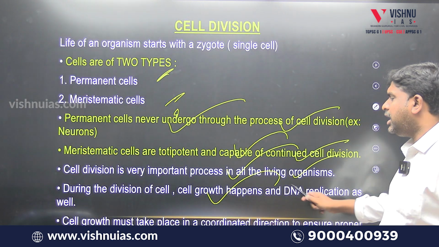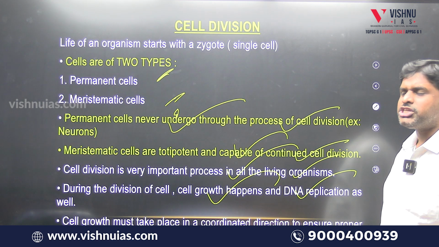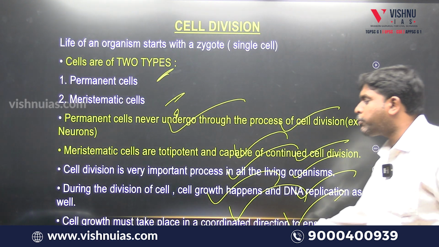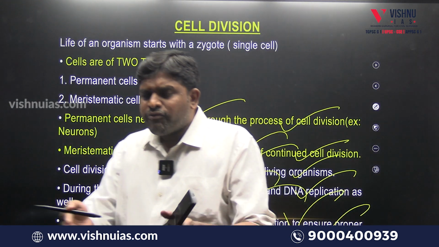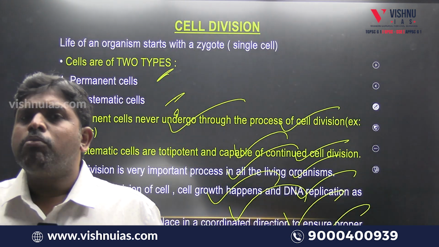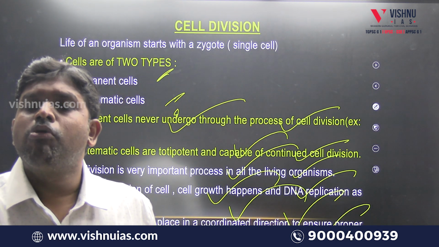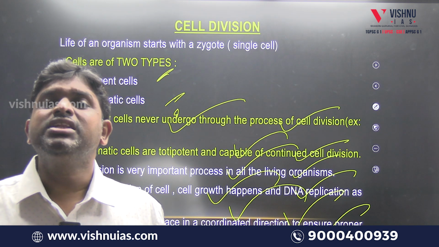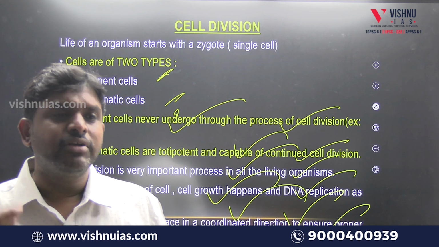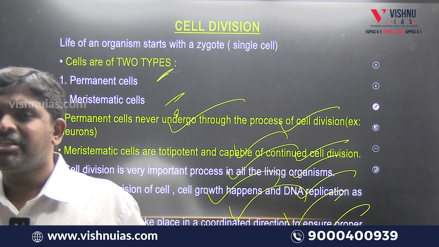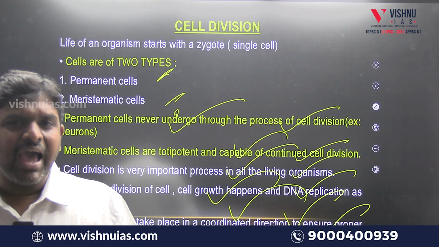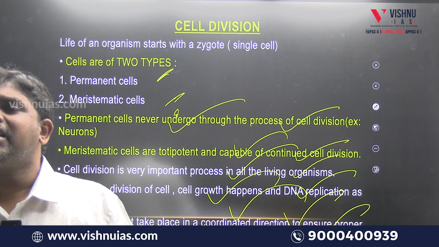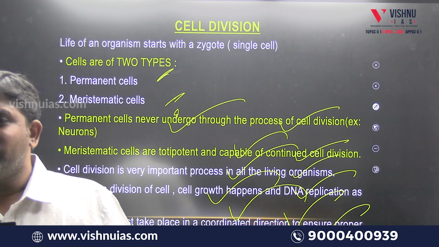During the division of a cell, cell growth happens and DNA replication as well. Cell growth must take place in a coordinated direction to ensure proper division and formation of daughter cells. Further division gives more daughter cells, more number of cells, and size is increasing. Hence growth and development is mainly because of cell division, in plants, in mammals, in human beings.